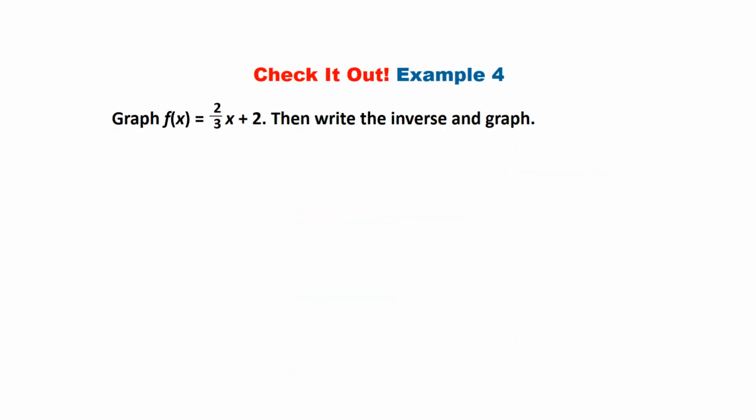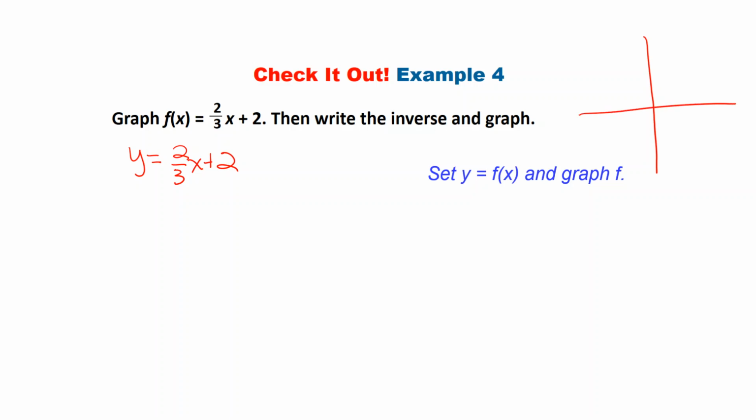All right. So here's the one for you to try on your own. Turn your video off and give it a try. All right, so on this one, the very first thing we want to do is set it y equals. So we're going to say y equals 2/3 x plus 2. We're going to graph it. I'll do it over here really quick. When x equals 0, y equals 2. And we know this is going to rise 2, run 3. Rise 2, run 3. And so our graph is going to look something like this.